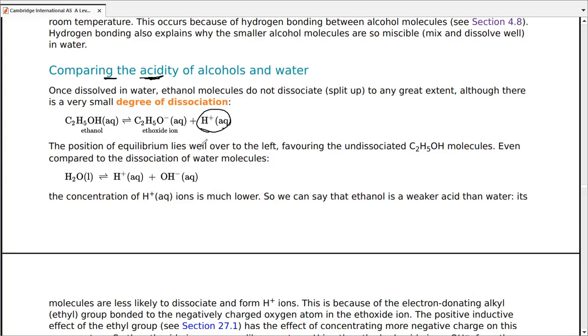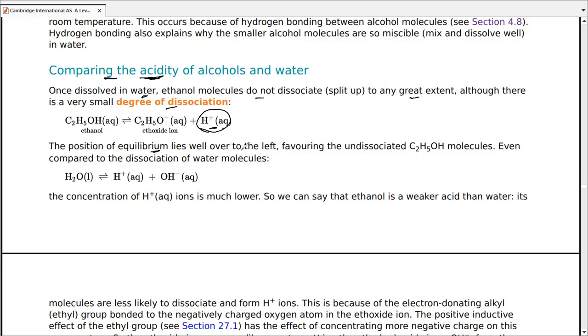Well, let me tell you, both of them are not acids. So they're not going to donate a lot of protons, which means they're going to donate much less in terms of donation of protons, but we are still going to compare which one is a better acid or which one's good at donating protons. So once dissolved in water, ethanol molecules do not dissociate to any great extent. There is a very small degree of dissociation, so it produces a very small number of protons. How do we know that?